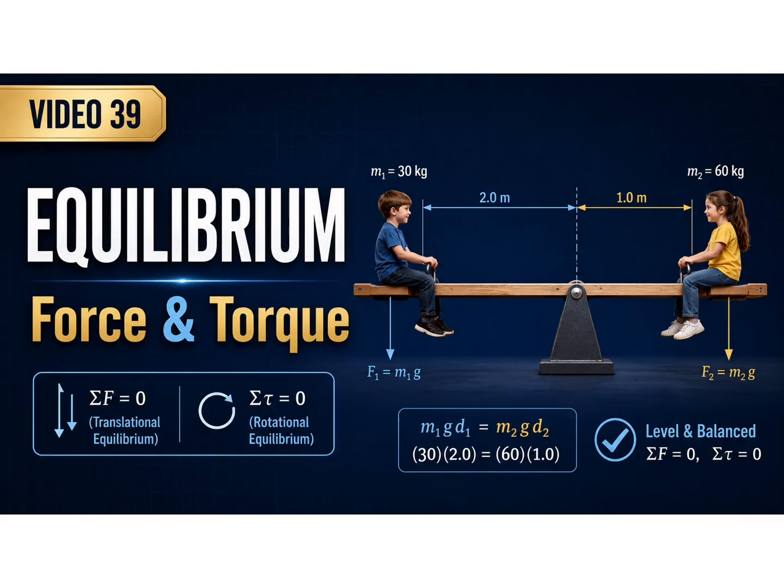First, the net external force must be zero, so the object does not accelerate in a straight line. Second, the net external torque must be zero, so the object does not have angular acceleration. By the end, we will use these two conditions to solve a seesaw problem and find both the position of one child and the support force from the pivot.